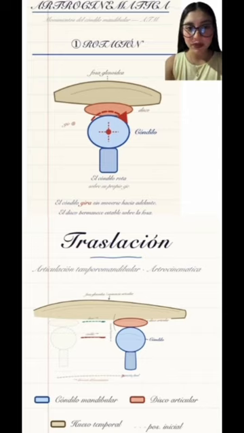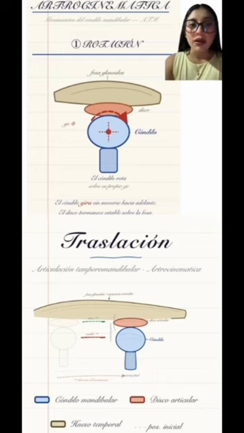Arthrokinematics of the temporomandibular joint. To begin, it is important to understand what arthrokinematics means. Arthrokinematics is defined as the movement that occurs between articular surfaces. In other words, it studies how bones move against each other within a joint. In our case, we will analyze how the mandibular condyle behaves inside the temporomandibular joint.